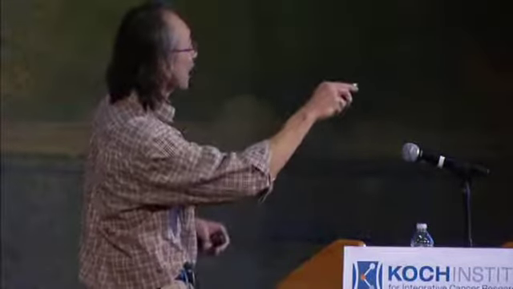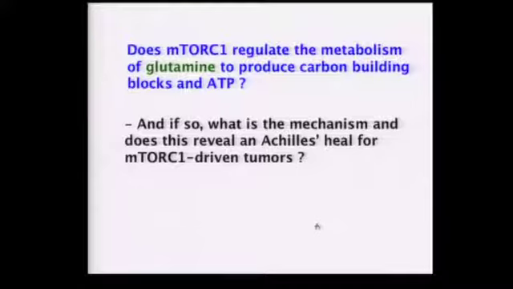Okay, so in addition to rapamycin therapies, we want to also identify therapies that take advantage of the fact that these tumors have high TORC1, so a synthetic lethal type of approach. Okay, so the question we next asked was, does TORC1 regulate the metabolism of glutamine to produce these carbon building blocks and ATP? And if it does, what is the mechanism?